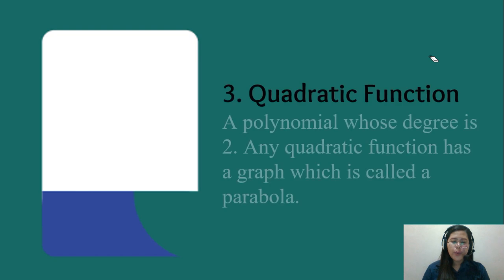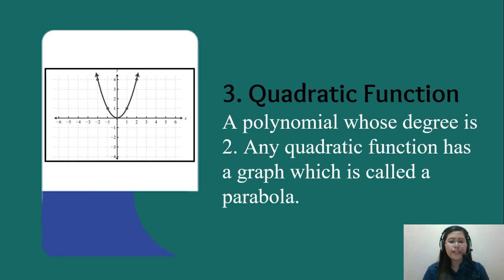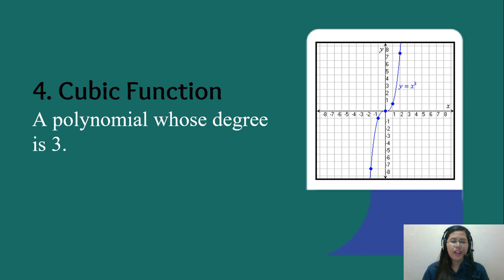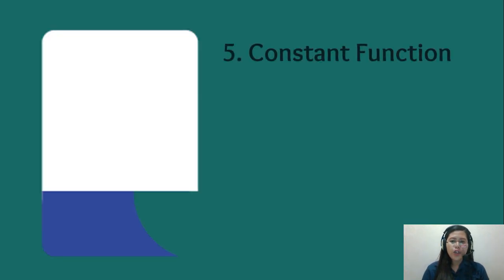Next, quadratic function. A polynomial whose degree is 2. So, kapag ang degree mo ay 1, linear function. Kapag degree naman ay 2, quadratic function. Any quadratic function has a graph which is called a parabola. So, tandaan, kapag linear, 1 ang degree, straight line ang graph. Kapag quadratic, 2 ang degree, parabola ang graph. Next, cubic function. A polynomial whose degree is 3. Ayan. So, we have here a cubic function. Degree ay 1, linear. Degree ay 2, quadratic. Degree ay 3, cubic.